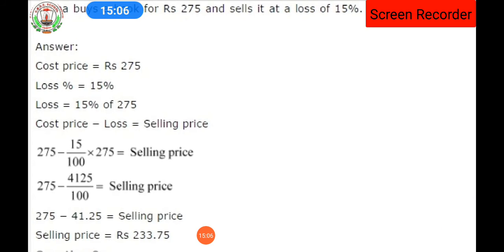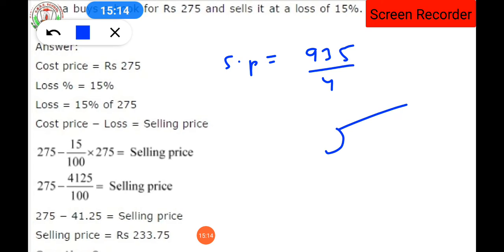So look how to divide. SP equals 935 divided by 4. So divide that number 935 by 4. 8 is coming how many times? 2 times it is coming. Subtract it, we will get 1. Now 3 will come down.